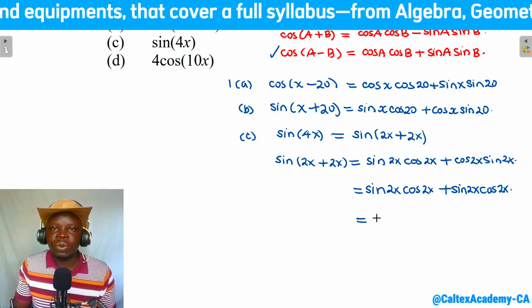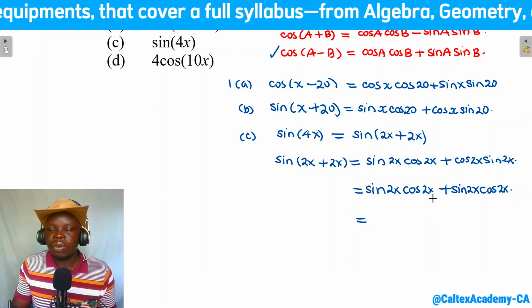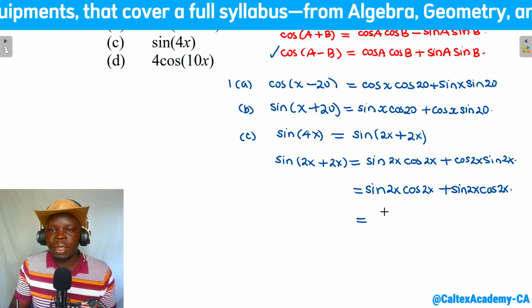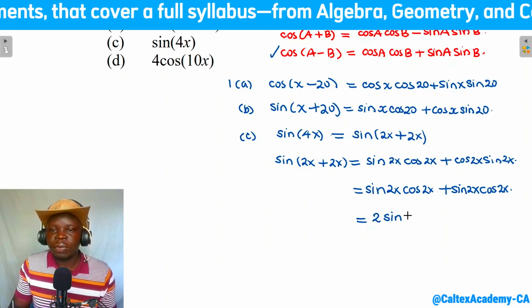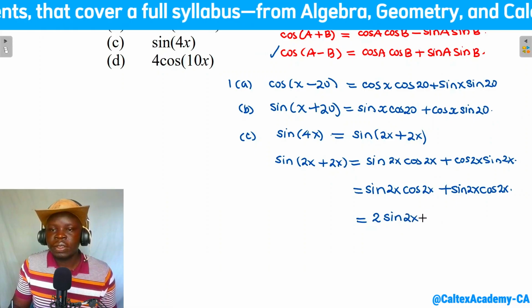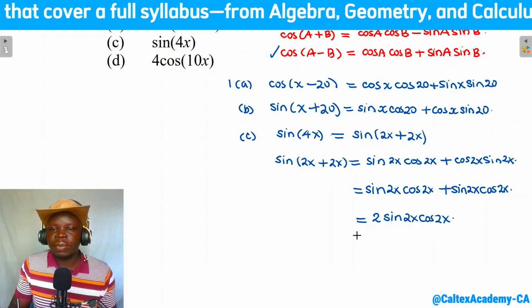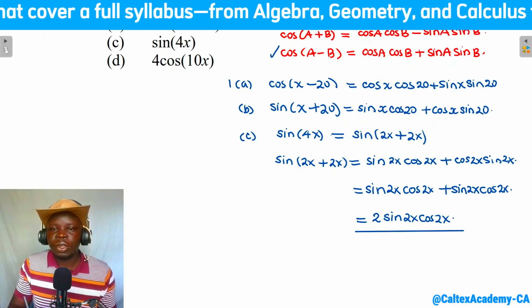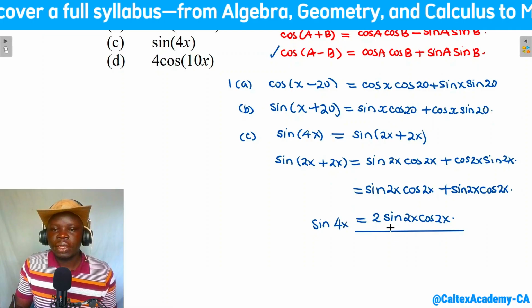Just simply like saying 2a plus 2a, we get 4a. The same thing here. So 1 of this term plus 1 of the other term here, we get 2 of the same term, sine of 2x cos of also 2x. And that becomes the solution for our sine 4x.